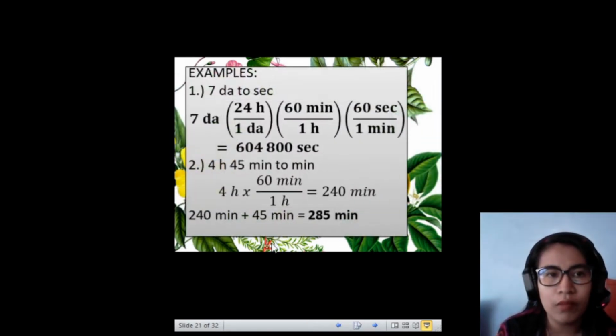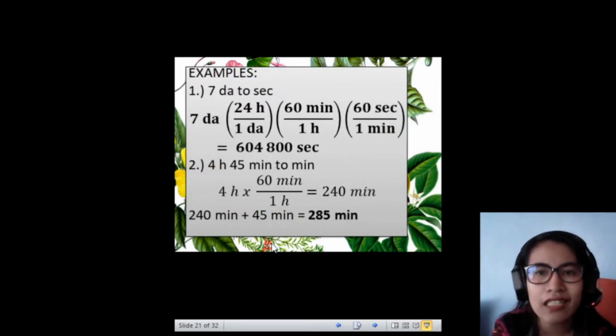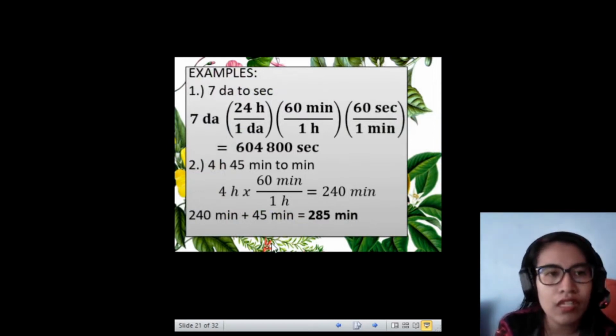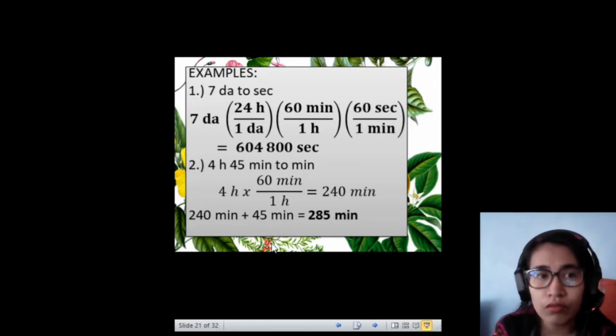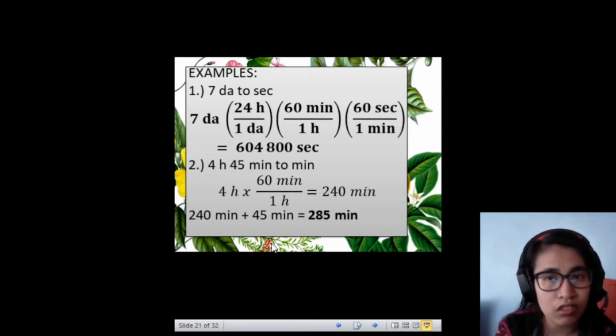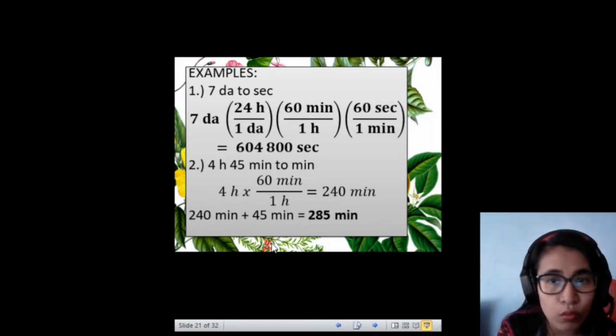Okay, let us have some examples. I have here 7 days to seconds. You have 7 days. Of course, you will start with converting it into hours, minutes, seconds, because the question is in seconds. So you need to multiply 7 days times 24 hours over 1 day, then another 60 minutes over 1 hour, then another 60 seconds over 1 minute. Cancel all those units: day, hour, minute. The remaining will be seconds.